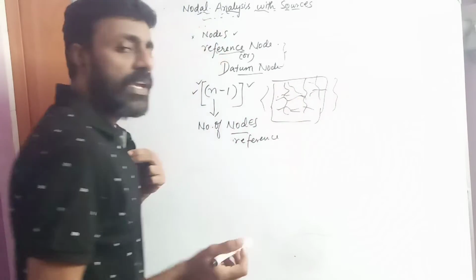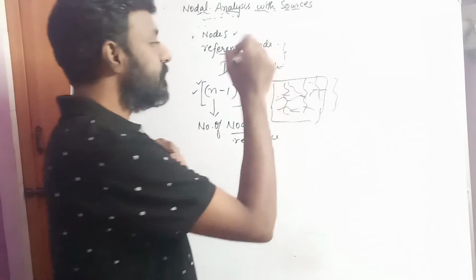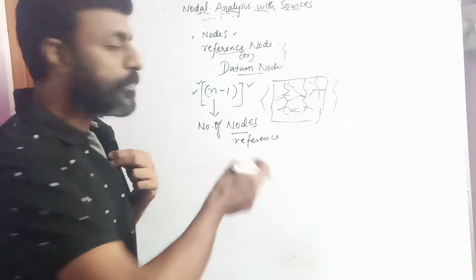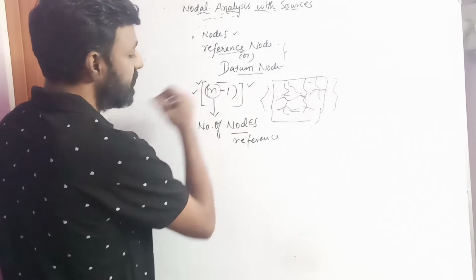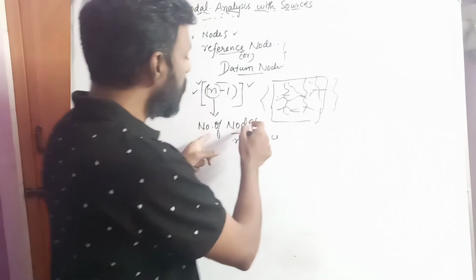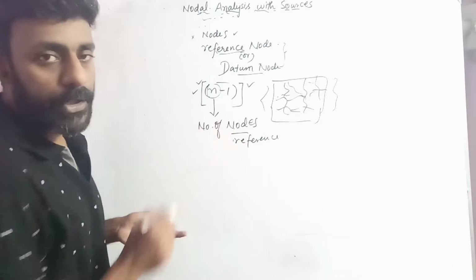In this circuit, to find the voltage, the value of current, or the value of resistance, n minus 1 is the formula. N is nothing but the number of nodes, and in this number of nodes, a reference node is also included.